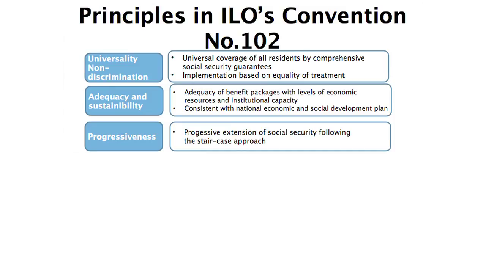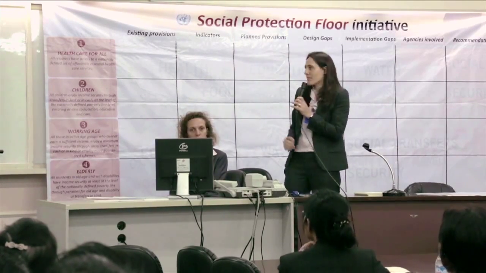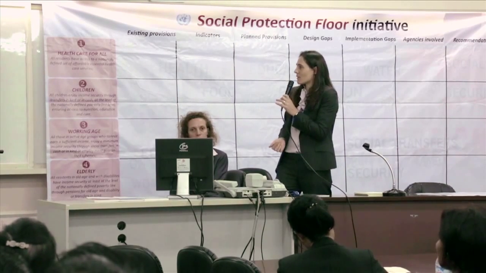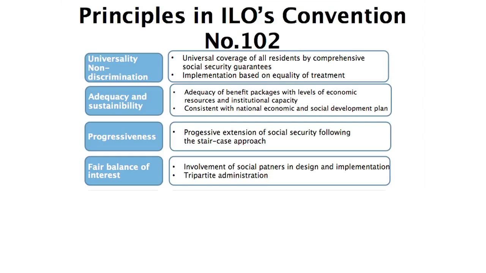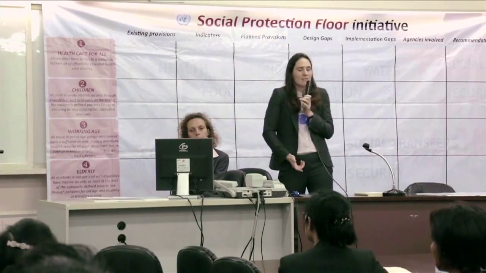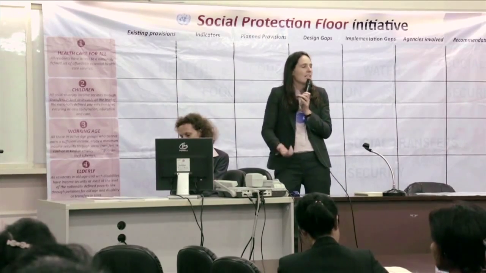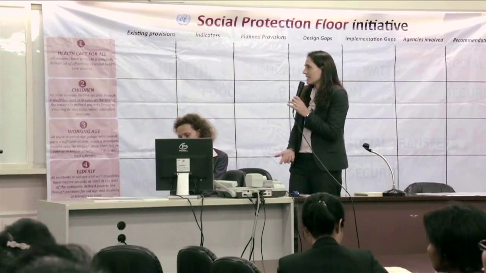The extension of coverage should be progressive, and this is again an idea we find in the recommendation on the social protection floor, by starting with a minimum universal guarantee and progressively extending to higher levels of benefits. We'll get back to this approach. It should also respect a fair balance of interest. This means involving all stakeholders, ministries, but also social partners, workers' and employers' representatives, who will also be involved in funding those schemes. And for the administration, it is recommended by the convention that the board should be tripartite.